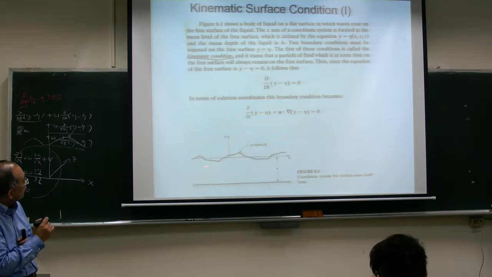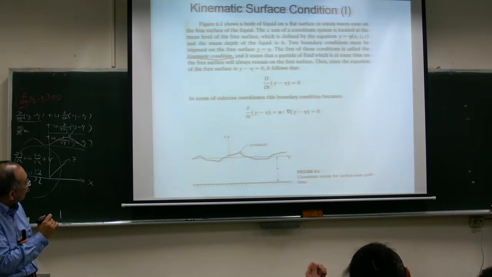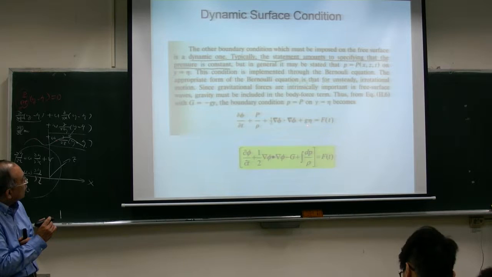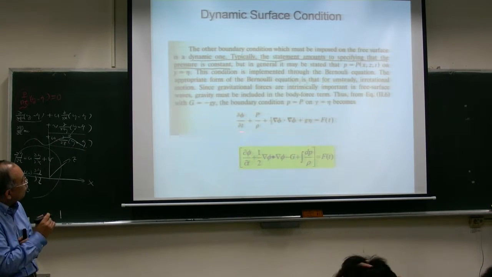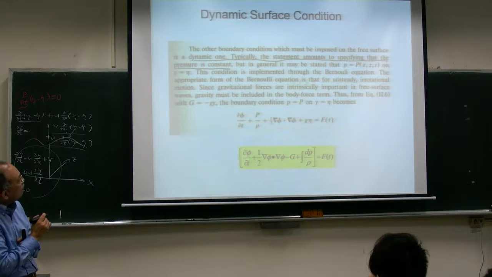This is our y equal to 0. Okay, so the height is eta. y equal to eta is the interface. So at the interface here, the gravitational term is g eta, and this is equal to f of t. So you can write this Bernoulli equation like this, the unsteady Bernoulli equation. Okay, so this is the dynamic boundary condition. Any interface pressure should satisfy this equation.